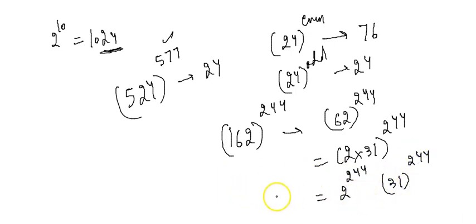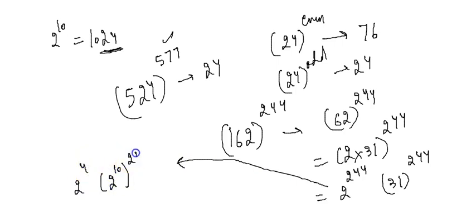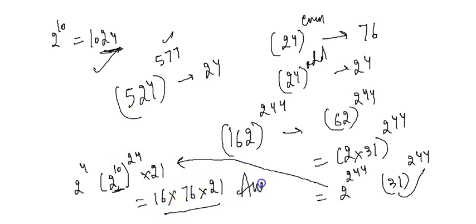So 2 to the power 244 would be like 2 to the power 4 into 2 to the power 10 raised to the power 24, and 31 to the power 244 is 1 into 3 for the 12, so 21. So your answer would be 16 into 2 to the power 10, which is 1024. So 24 raised to any even power would be 76, and this would be 21. So you will get your last two digits. Not only for this, for any even number.